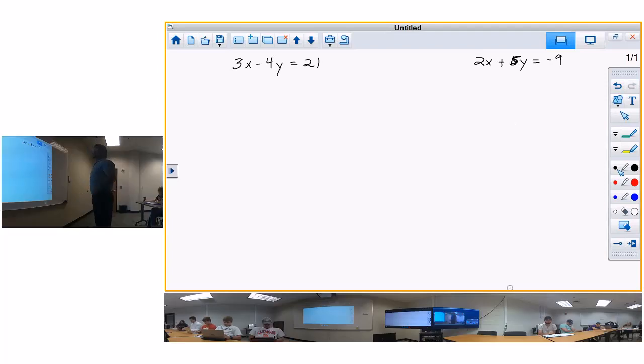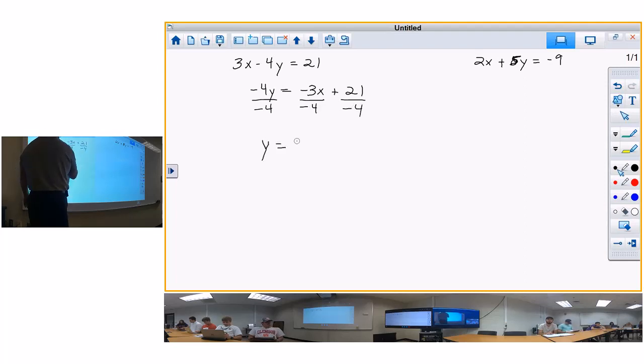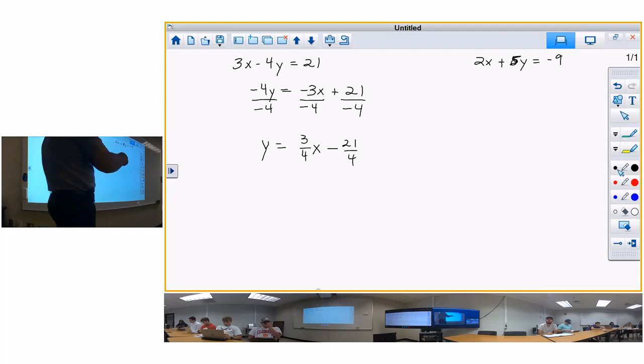All right, I could solve for y like I did. Negative 4y is equal to negative 3x plus 21. Divide by negative 4. Y is equal to 3/4 x minus what? 21/4. Now do that and set them equal to each other.